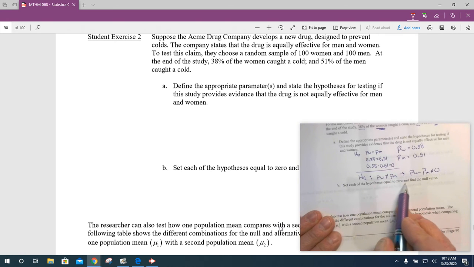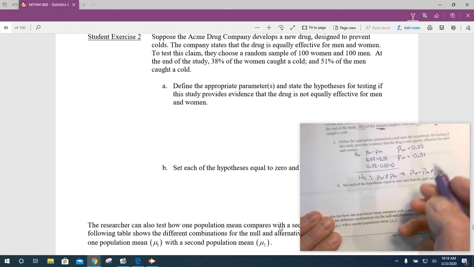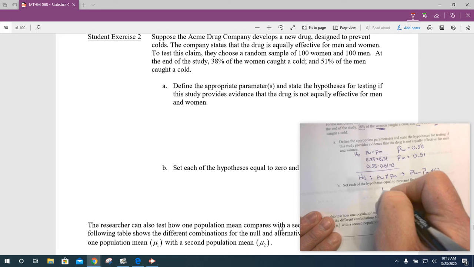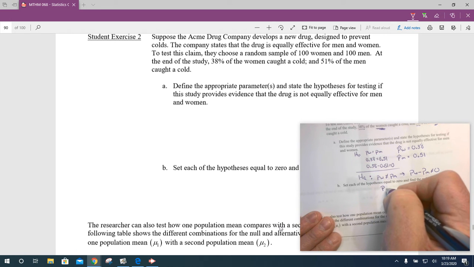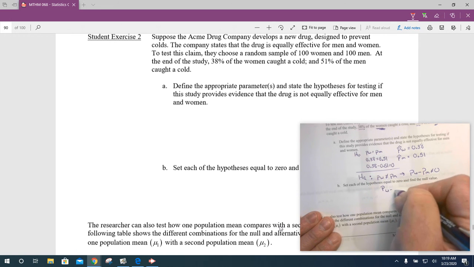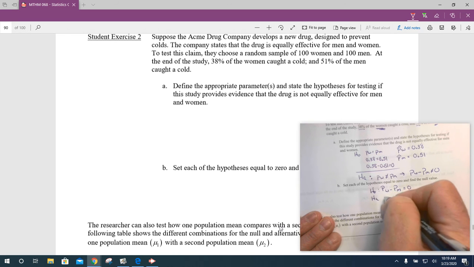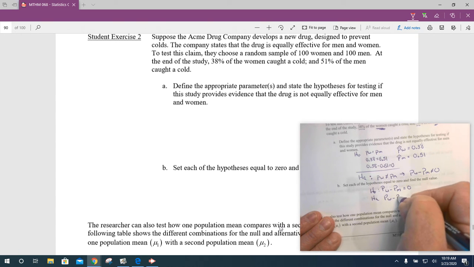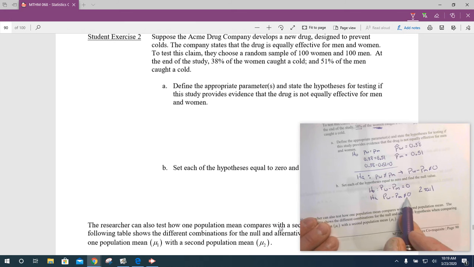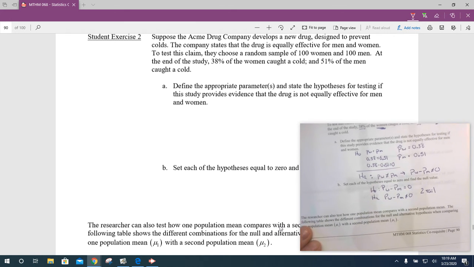To set each hypothesis equal to 0 and find the null. Well, I kind of already did that here. I set it equal to it that the proportion of women minus the proportion of men equals 0 for my H sub O, and my H sub A, the proportion of women minus the proportion of men, did not equal 0. I know it's a two-tail, and I know it's a two-tail because of the not equal in the alternative.